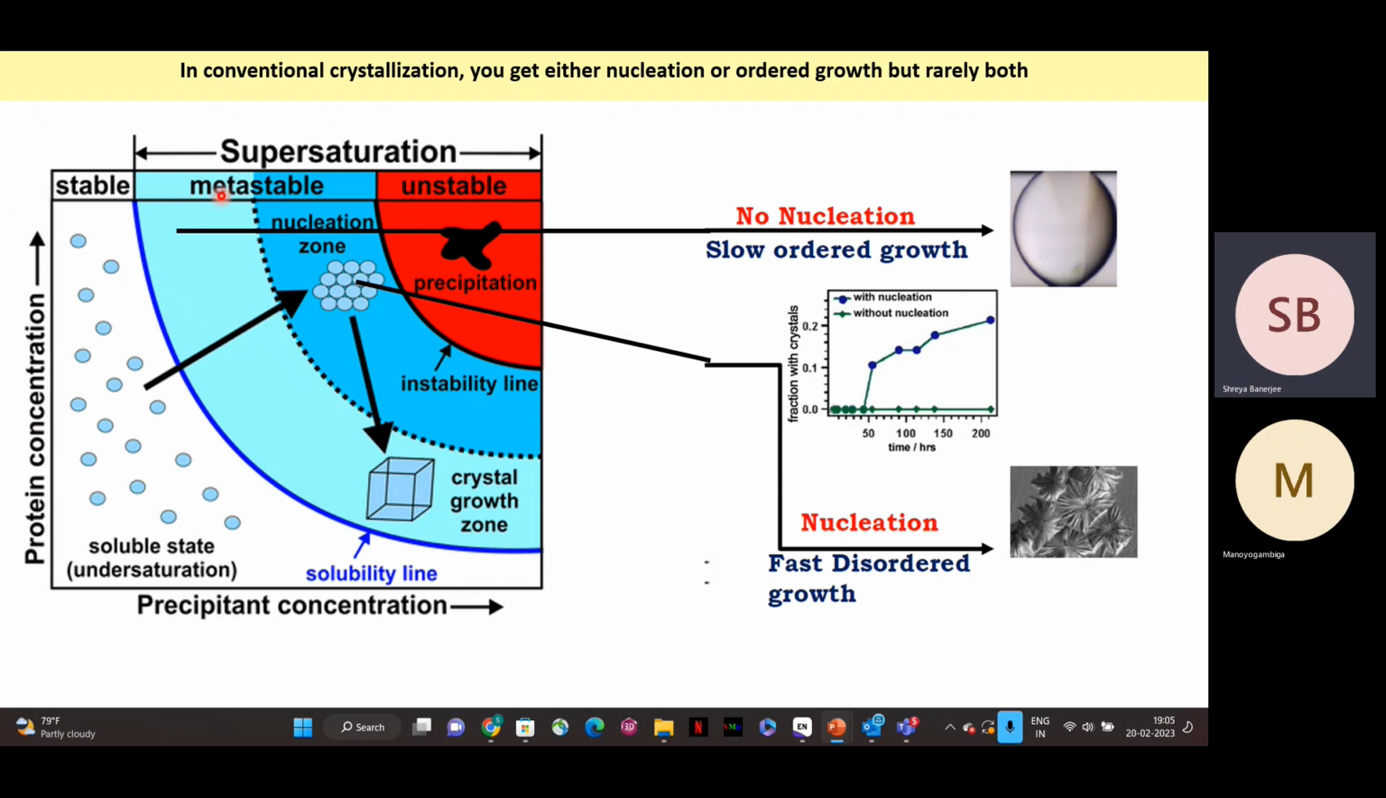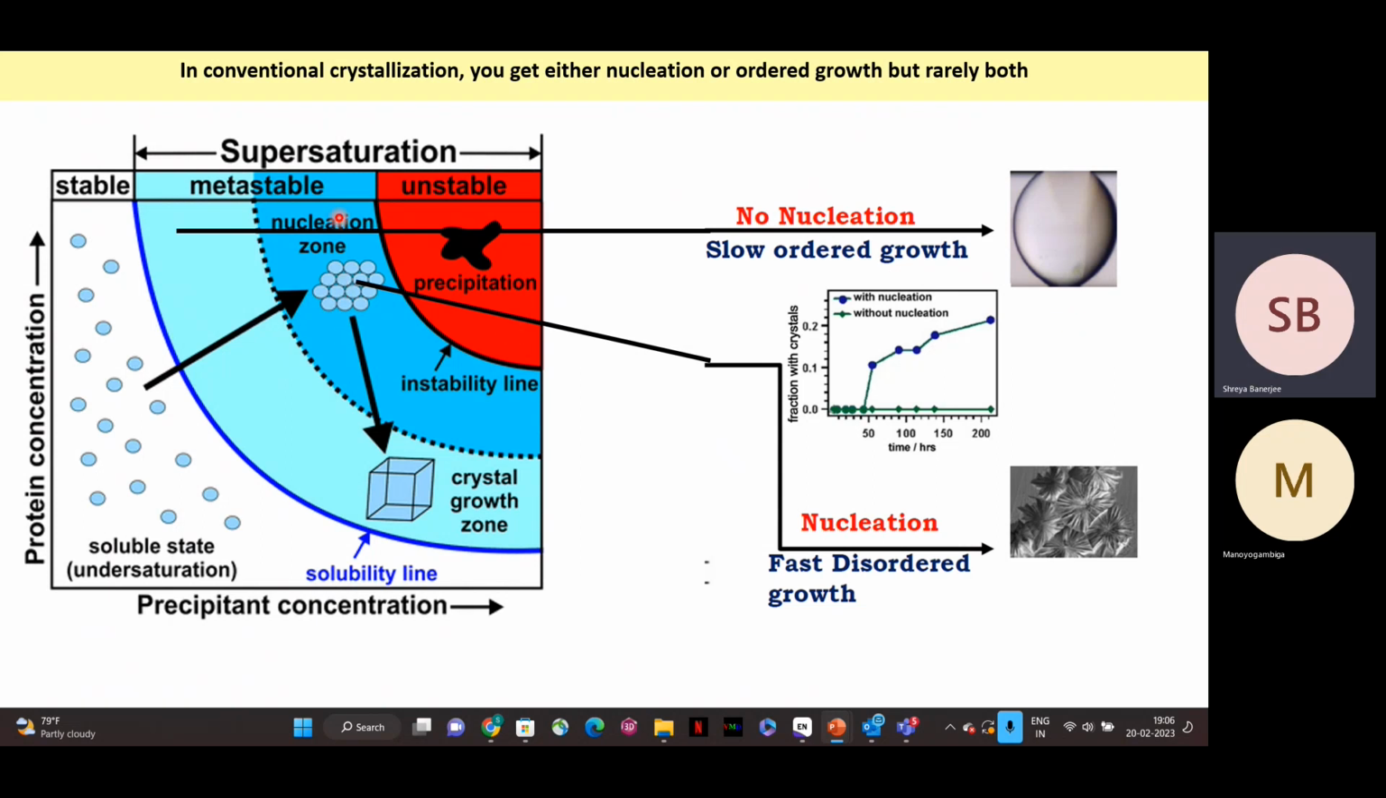Now you learned about the different zones, like how from undersaturation you can go through the crystal growth zone to nucleation, and from nucleation the crystals grow rapidly. Now if the crystallization is occurring in this light blue region, or the crystal growth zone, the crystallization is occurring without the formation of a nucleus. So the growth is slow, and because of the slow growth, a very ordered crystal is formed.